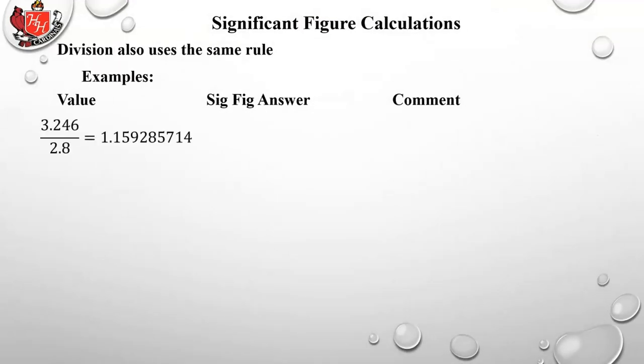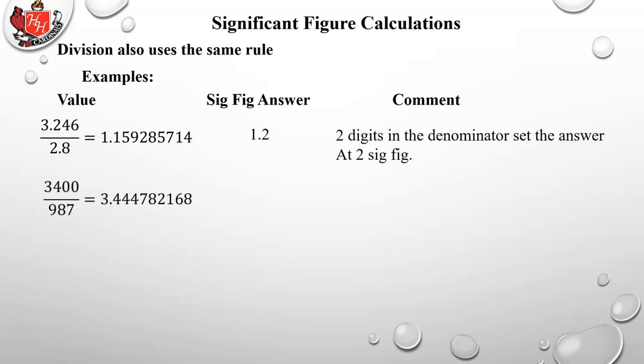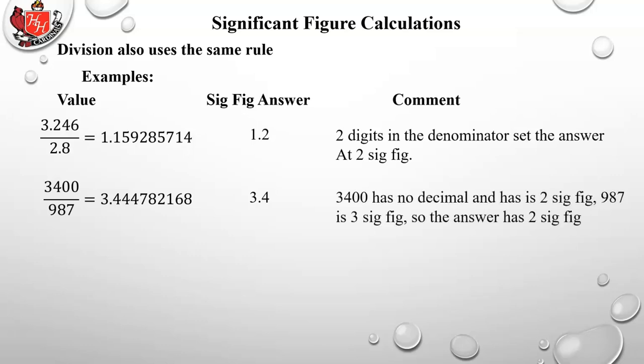Okay, now division, same thing. If you do the division, there's your calculator answer. What's the sig fig answer? 1.2. The 5 rounds the second one up to a 2, so 1.2. Okay, this one, 3.4. 3400 has no decimal, and it has 2 sig fig. 987 has 3 sig fig, so the answer has 2 sig fig, so it's 3.4.